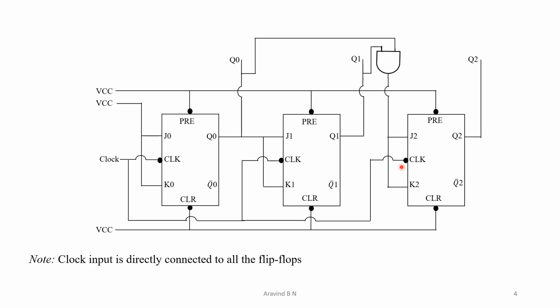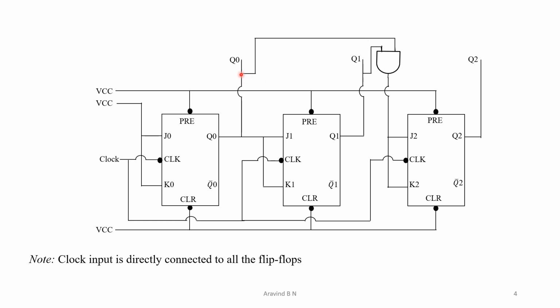And one more thing we need to observe. The input to J and K at each flip-flop level is not the same. For the first one it is VCC, for the second one it is Q0, and for the third one it's the output of an AND gate. How are we going to get this? That is the design part we are going to cover.